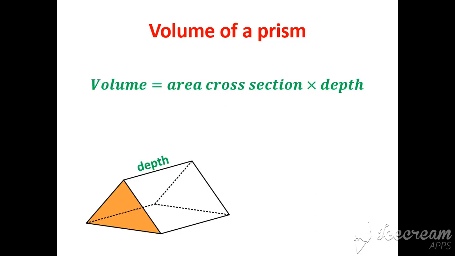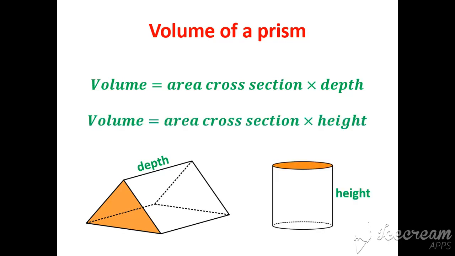Right, so let's go back to the rule for volume of a prism. The volume of a prism is equal to the area of the cross-section times the depth. So if you look at this example here, we've got a triangle as the cross-section. If we work out the area of the triangle, then we just multiply it by the depth, right? Some people prefer area of cross-section times height, and that's what we're going to use in the cylinder because we're just going to assume the cylinder is standing up tall.